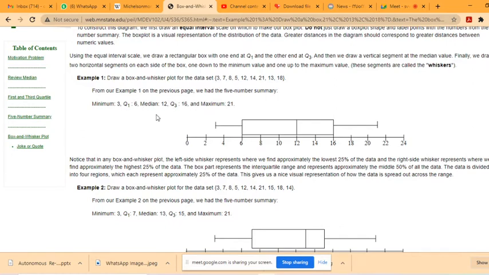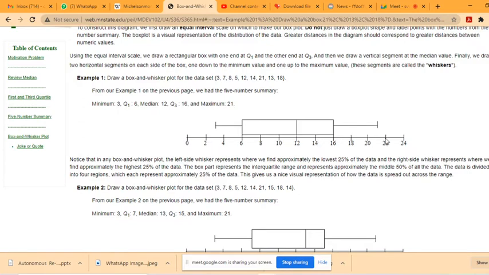That can be computed using the available formulas. That is already computed here, and these are the values obtained by the usual computation. And when we look at the figure, you can represent 3 here, 6 is here, 12 is here, and 16 is here, and 20. Okay, so you can draw a plot like this. So this is called a box plot.